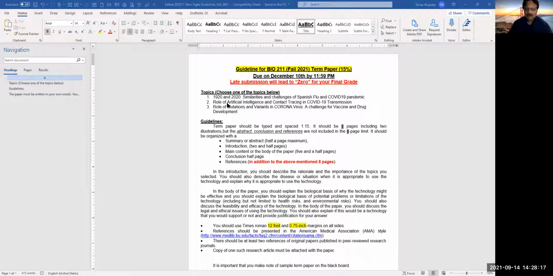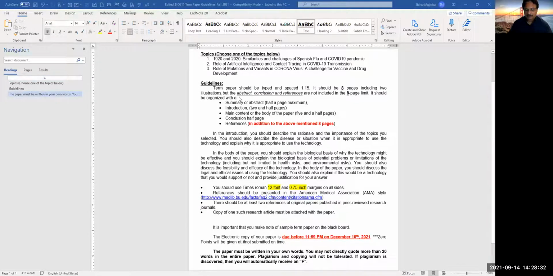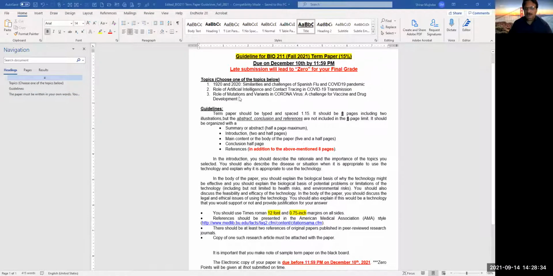Then the introduction is 2.5 pages. How do we introduce the topic? Then the main content is 5.5 pages, and the conclusion is half a page. So again, the deadline is December 10th, 11:59 p.m.